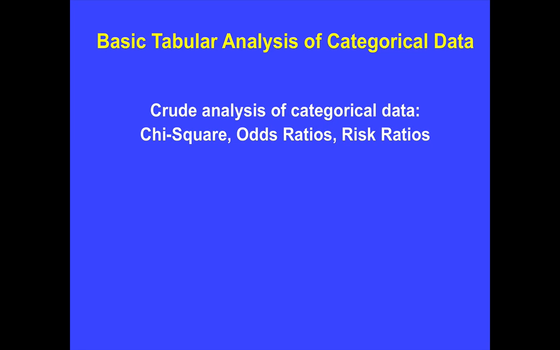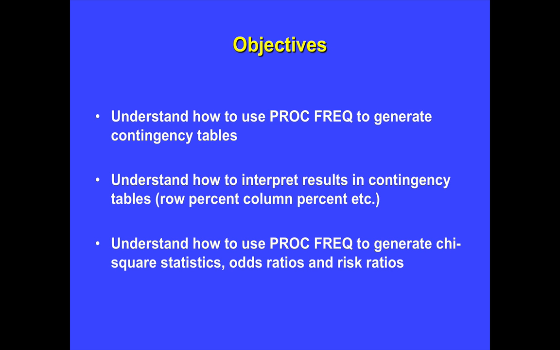In this lesson, I'll provide a basic overview for looking at categorical data in SAS and generating some straightforward test statistics, particularly the chi-square test statistic, and also some basic measures of association, odds ratios and risk ratios. So the objectives are to understand how to do these things using proc freq, specifically using proc freq for contingency tables.